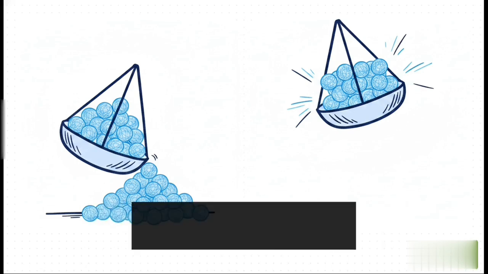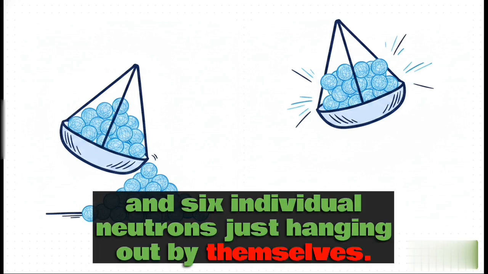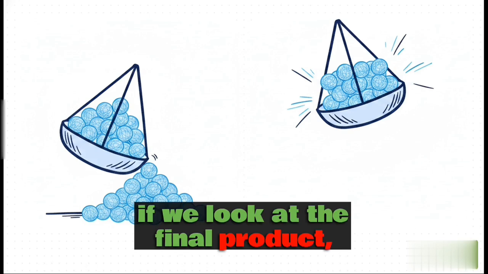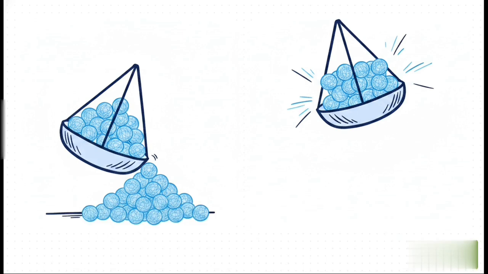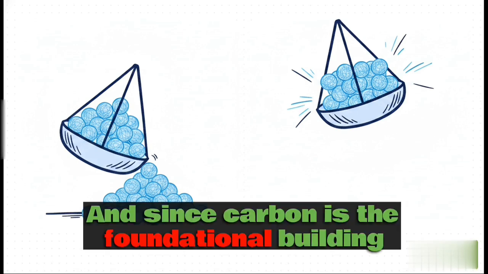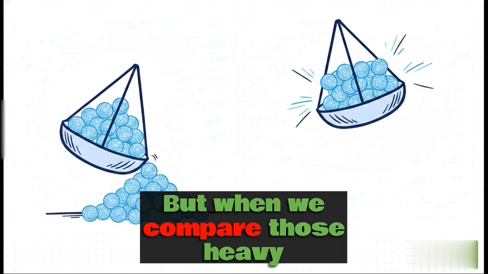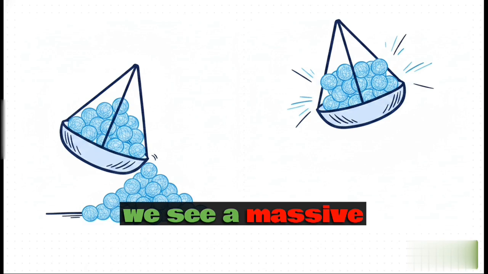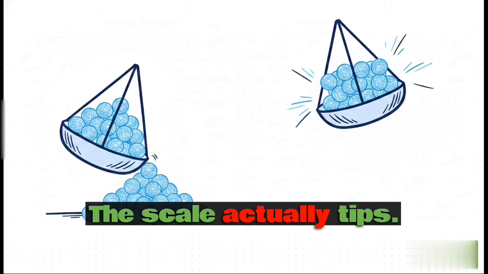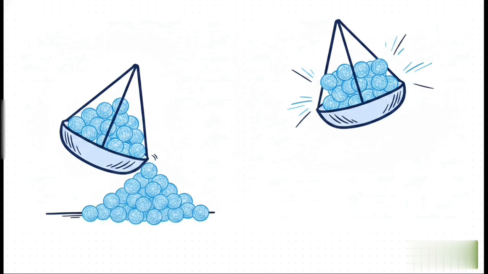Now, if we look at the raw ingredients, we have the total combined weight of 6 individual protons and 6 individual neutrons just hanging out by themselves. But then, if we look at the final product, we have those exact same 12 particles snapped together to form a fully assembled carbon-12 nucleus. And since carbon is the foundational building block of life, this is literally the math holding your own body together right now. But when we compare those heavy individual pieces against the assembled carbon-12 nucleus, we see a massive discrepancy. The scale actually tips. The assembled nucleus is undeniably, measurably lighter. Seriously though, where on earth did that mass go?